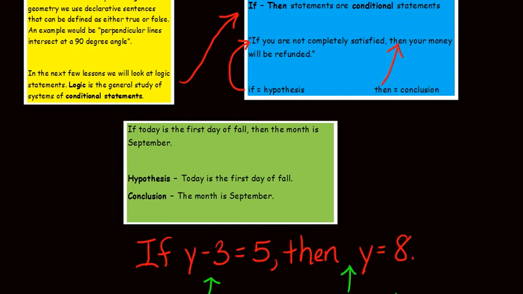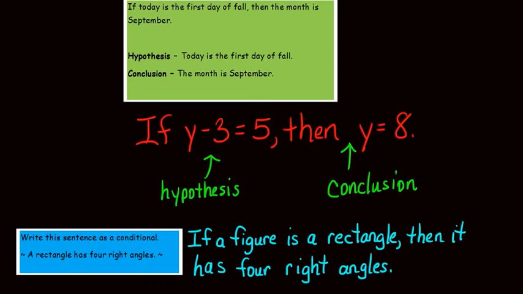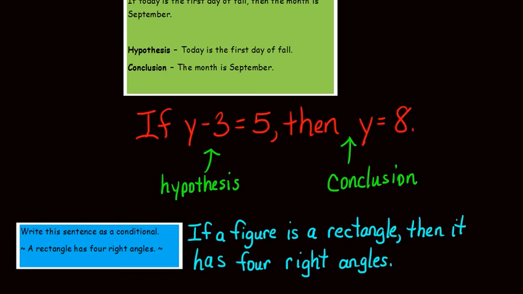If we look at something like this in terms of algebra, in red I have written if y take away 3 equals 5, then y equals 8. The hypothesis part is if y take away 3 equals 5. The conclusion part is then y equals 8.